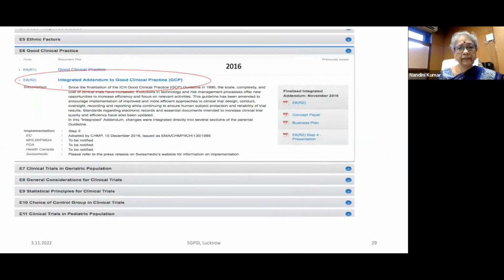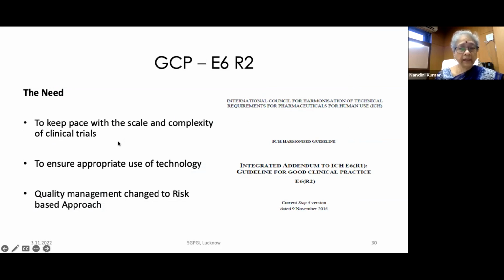So they worked again, and then they brought out the first revision in 2016, and they called it the integrated addendum to good clinical practice. So they have additional points. Why? Because the clinical trials became very complex, and there were electronic technology developments. A lot of electronic material was being used. And in COVID, you all understand how it increased, to what an extent. And also quality management. And the onus actually rested on whom?